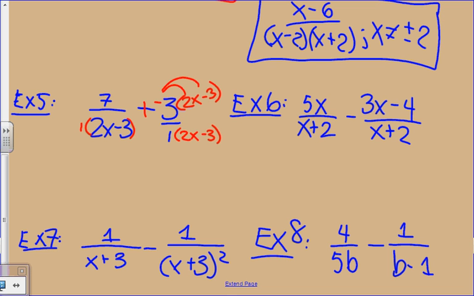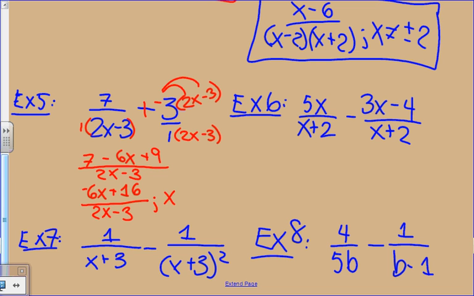So what's up in the top? 7 minus, plus, all over 2x minus 3. What goes first? The x, plus, x not equal.